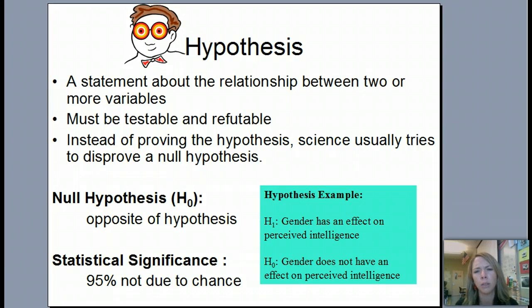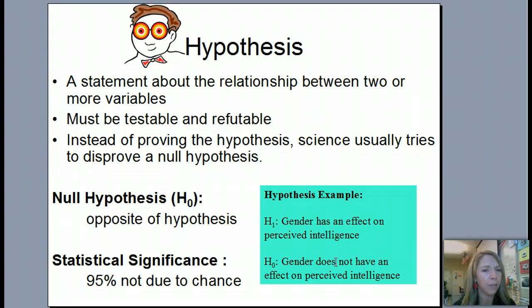And we'll practice this, but the null hypothesis is basically the opposite of the hypothesis. All right, so here is my hypothesis example here. Gender has an effect on perceived intelligence. Then my null hypothesis would be gender does not have an effect on perceived intelligence. So for our experiment, my hypothesis would have been coffee has an effect on alertness. My null hypothesis would be that coffee does not have an effect on alertness.